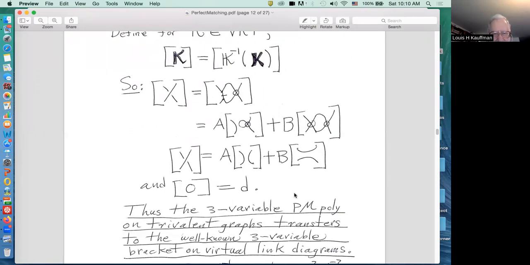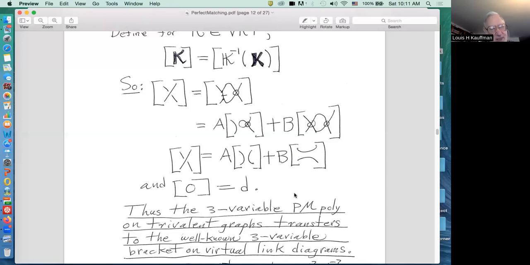So that's what I mean, that the translation of the perfect matching polynomial, which has its own interest in the graph theory category, over into the knot diagrams is precisely the diagrammatic bracket. And so this means that we have a translation going back and forth between virtual knot theory on the one hand and graphs that have perfect matchings on the other hand. So a graph with perfect matching is an analog of a virtual knot and vice versa.